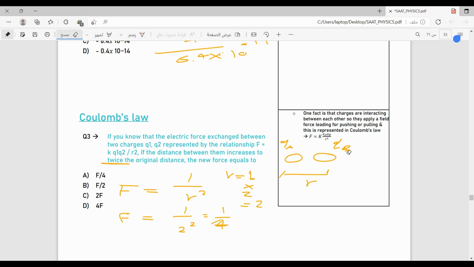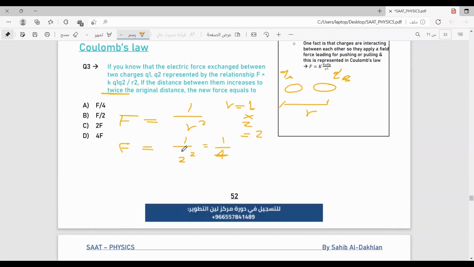Now if I substitute, for the first situation, R by 1, what will be the answer? F equals 1 over 1 squared. It will be 1, to make it easier, 1 over 1. 1, this is the numerator.